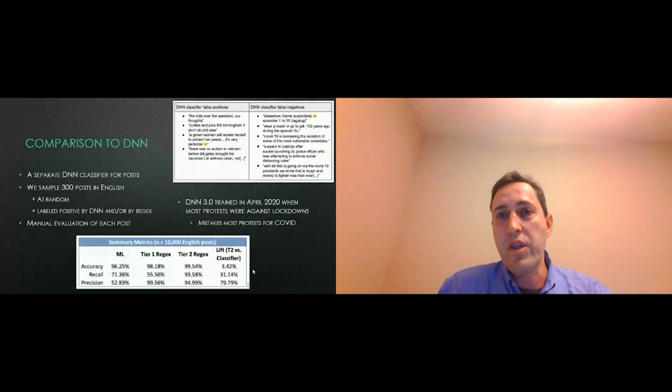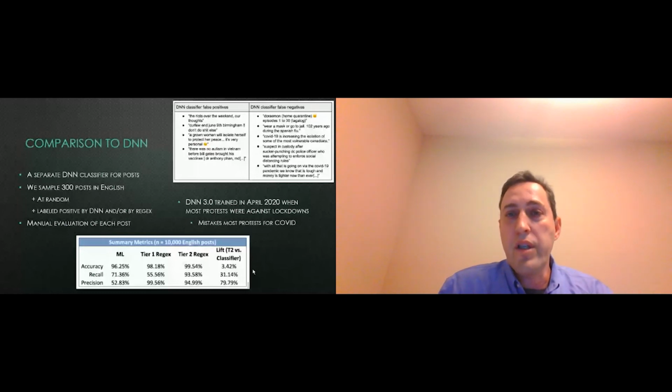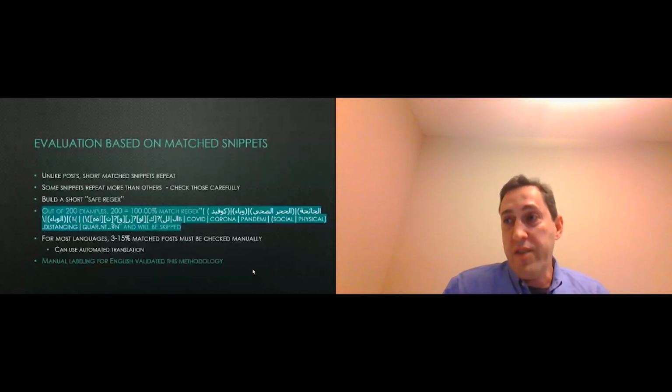And I had some examples here of false positives for the DNN classifier. Basically, there's a lot of temporal overfitting where the DNN classifier fits something to the data and then the data changes. Whereas regular expressions, they encode our understanding of the language and how general the words are. Now, the evaluation, of course, we didn't perform manual evaluation for 66 languages. We have some automation here.